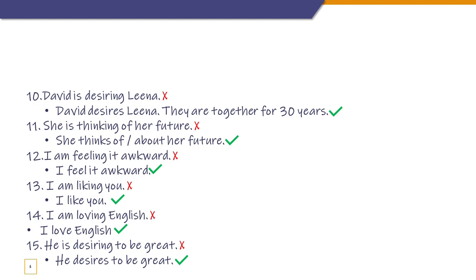So if you're concerned, thinking again, it's something to do with the mind and not with the body. So you can't use the present continuous. You should say she thinks of or she thinks about her future. Clear? Now another one. Even if you're actually feeling bad at the moment, you can't say, I'm feeling awkward, right?